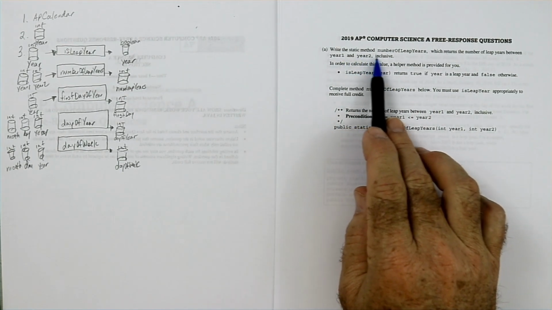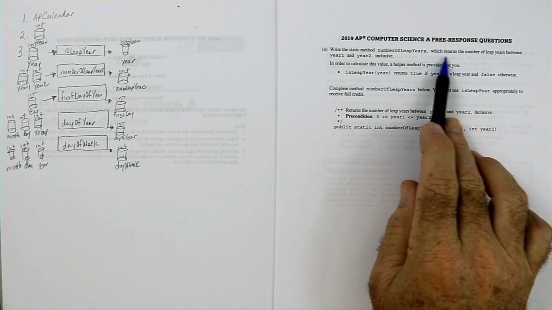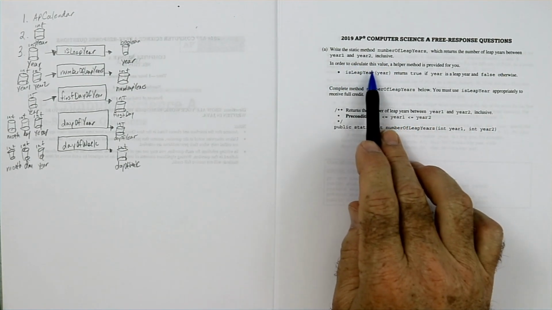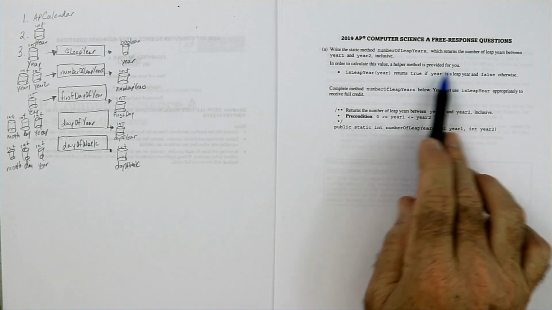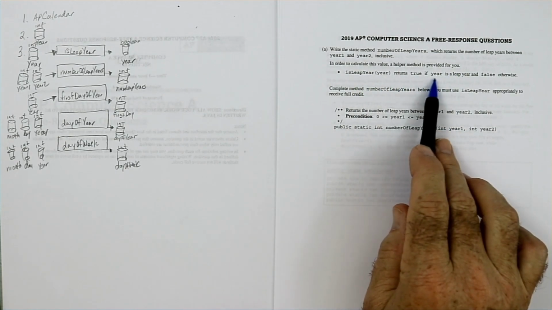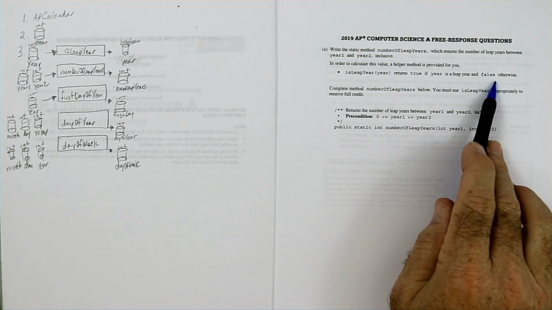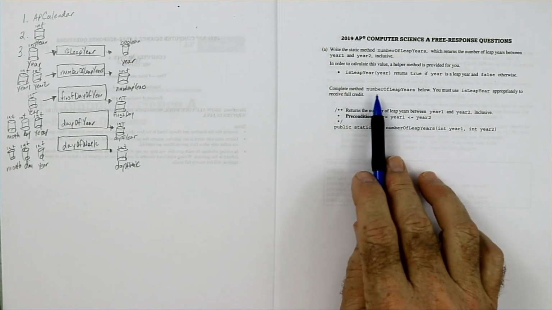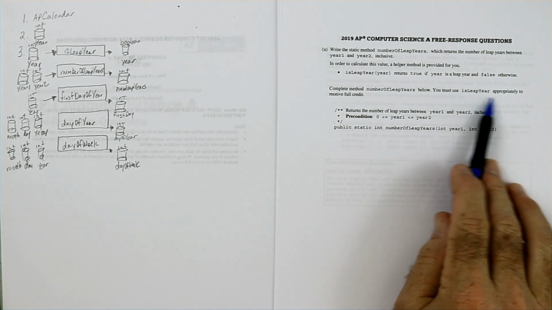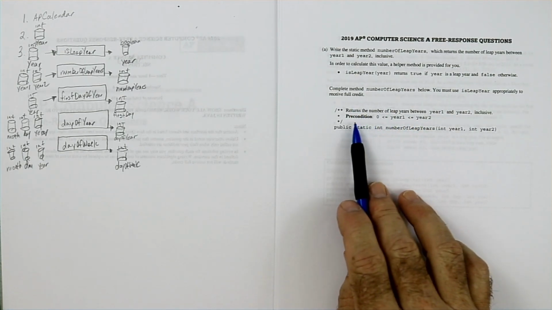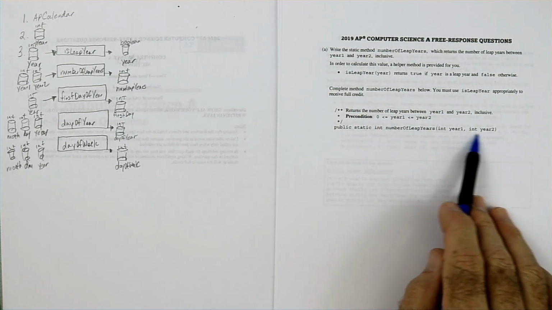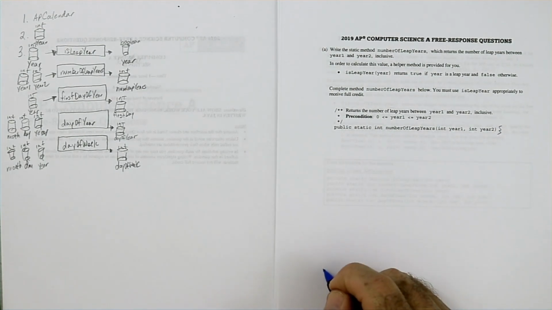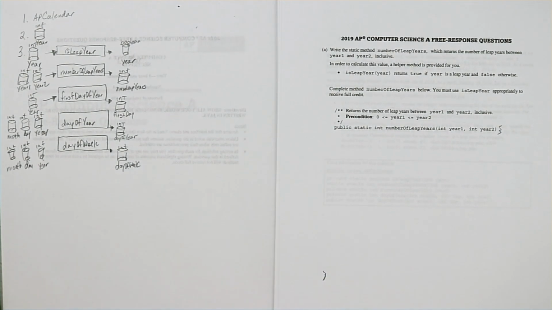So write the static method number of leap years, which returns the number of leap years between year 1 and year 2 inclusive. In order to calculate this value, a helper method is provided for you, is leap year, and it returns true if it's a leap year, false if it isn't. Okay, so that's what that one does. Complete the method num leap years below. You must use is leap year appropriately to get full credit, and they're going to actually give you the start of it. Okay, you're not going to get dinged if you put the curly brackets in or not.